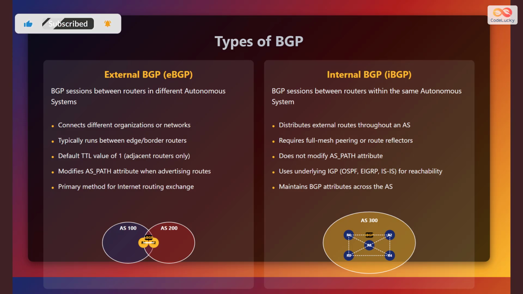Internal BGP sessions occur between routers within the same autonomous system. It distributes external routes throughout an autonomous system. It requires full mesh peering or route reflectors. It does not modify the autonomous system path attribute. It uses an underlying interior gateway protocol, such as Open Shortest Path First, Enhanced Interior Gateway Routing Protocol, or Intermediate System to Intermediate System, for reachability, and maintains BGP attributes across the autonomous system.